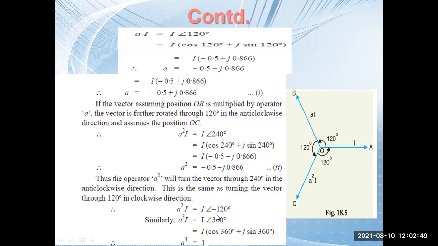Now we are calculating A cube. So A cube is 1 angle 360 degree. So that is 1 angle cos 360 degree plus j sin 360 degree. So cos 360 degree is equal to 1 and sin 360 degree is equal to 0. So then you will get A cube equal to 1. So we can understand how we are shifting this position, how the vectors are basically rotated.